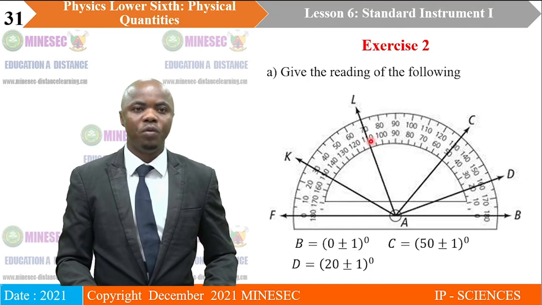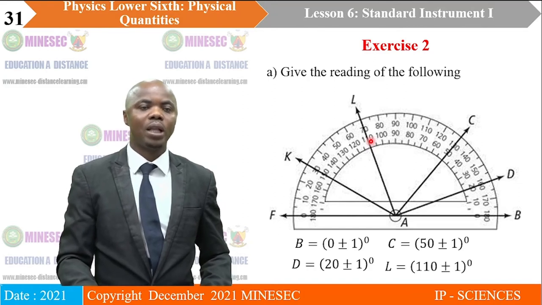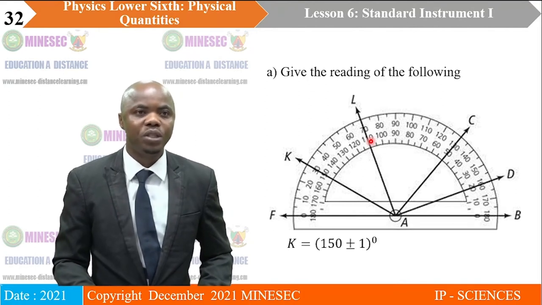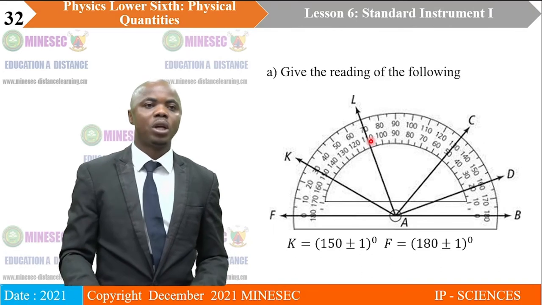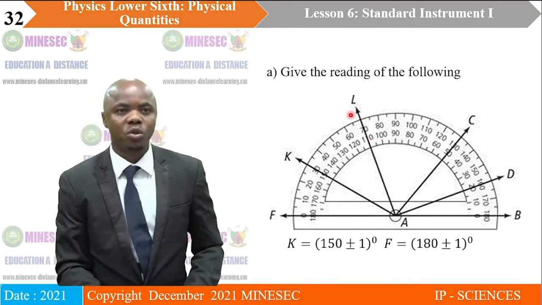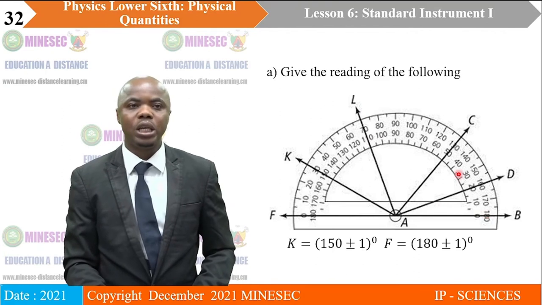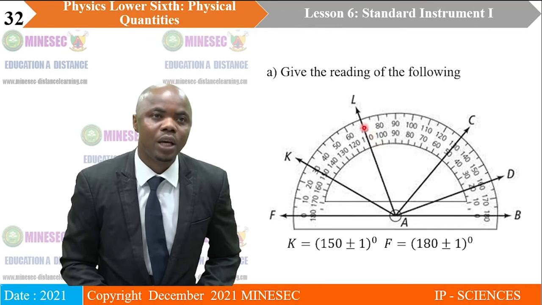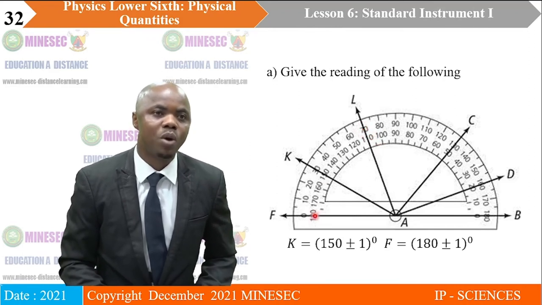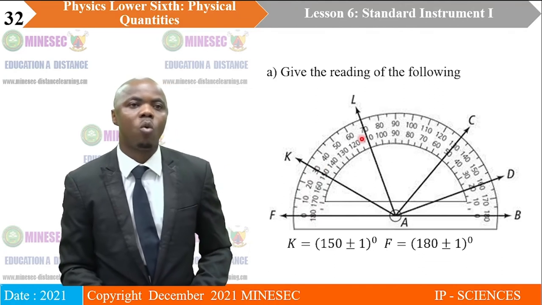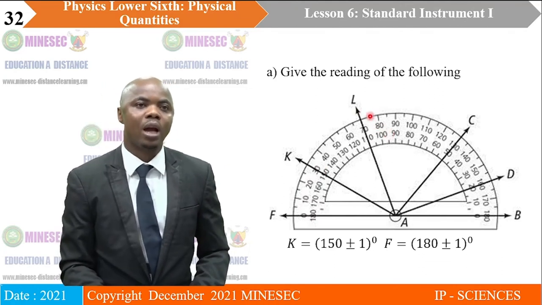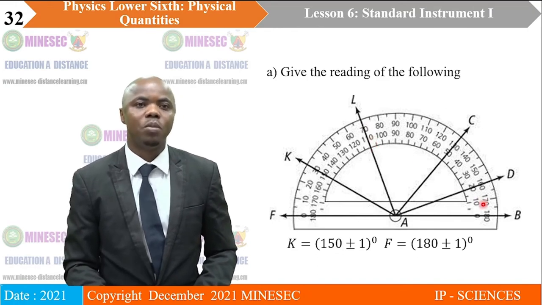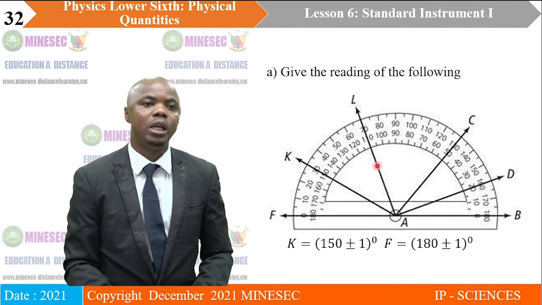C, 50 degrees. L, 110 degrees. K, 150 degrees. F, 180. Please note that angles are measured anti-clockwise. So L cannot be 70 degrees, because 70 degrees means you are measuring from this direction in a clockwise direction. So the L here cannot be 70 degrees. L is 110 degrees, measured from this zero anti-clockwise.